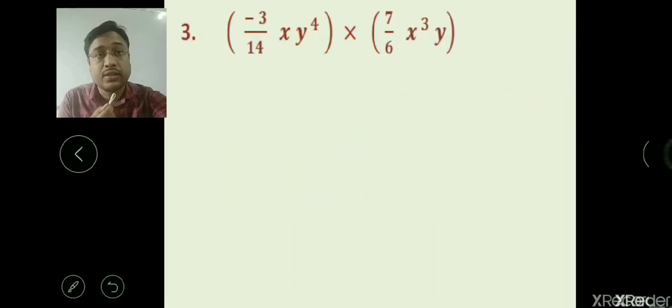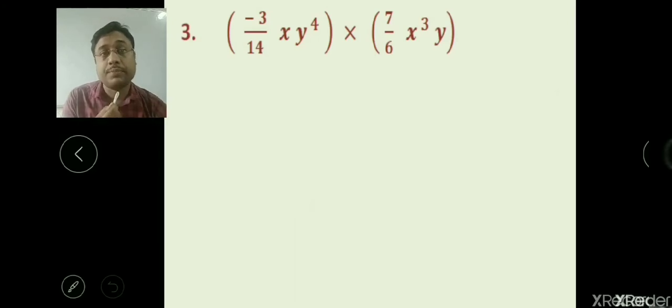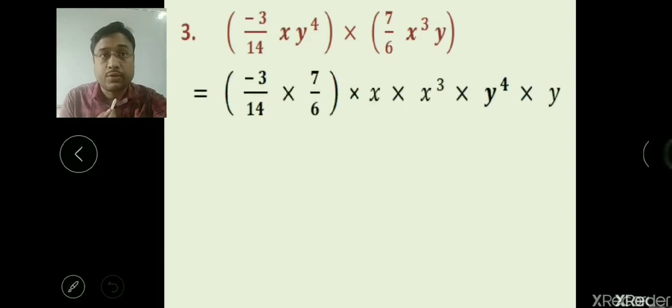Okay, then you see here I have taken the numerical values in fraction. That means I have taken rational numbers. So here also the same rules apply. You can apply that. Minus 3 by 14 into 7 by 6. First multiply them, and then one by one, stepwise, multiply their variables.